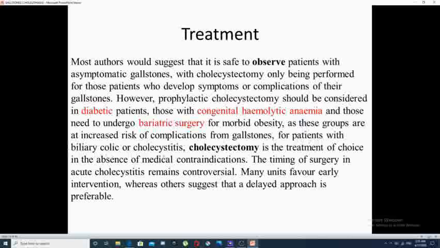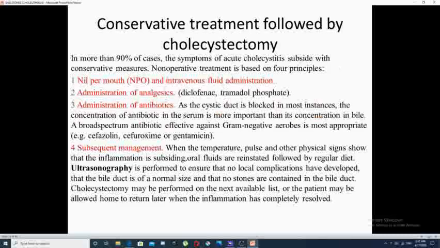In patients with biliary colic or acute cholecystitis, cholecystectomy is the treatment of choice. So, we start with conservative treatment followed by cholecystectomy. In more than 90% of cases, symptoms of acute cholecystitis subside with conservative treatment, which is: first, nothing by mouth and intravenous fluid administration; second, analgesia, whether diclofenac or tramadol; third, antibiotic administration, a broad-spectrum antibiotic effective against gram-negative aerobes, most appropriately cefuroxime or gentamicin.